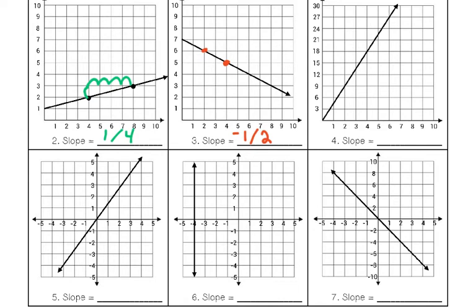I might count down 1. If I go down 1, I'm going to write negative 1, and then over a positive 1, 2. So it's still going to be a negative 1 over positive 2. That's another way to look at it if you want to look at it like that. Either way, your slope is negative 1/2.